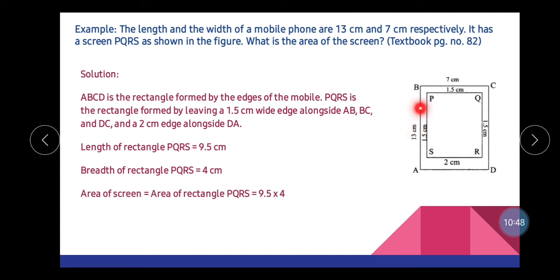Now the area of the screen, this inside part, that is PQRS, is equal to the area of rectangle PQRS, that is length into breadth. Length we got as 9.5 and breadth we got as 4. So 9.5 into 4 we will get 38 square centimeter. So the area of the screen is 38 square centimeter.